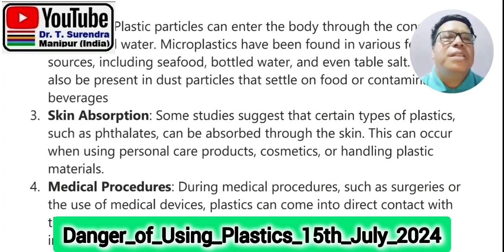Skin absorption. Some studies suggest that certain types of plastics, such as phthalates, can be absorbed through the skin. This can occur when using personal care products, cosmetics, and handling plastic materials.